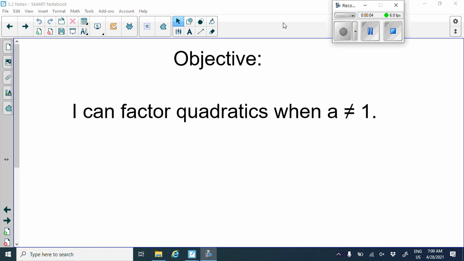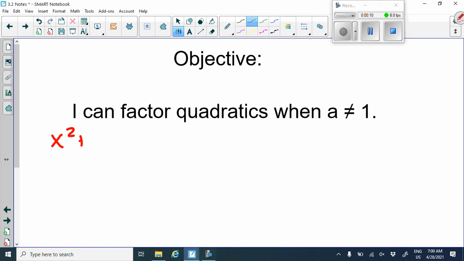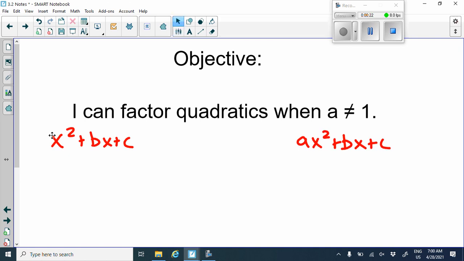We're going to be talking about factoring quadratics when a does not equal 1. In the previous section, we basically just saw x squared plus bx plus c. Here, we're actually going to see a coefficient in front of the x squared, and that is going to change how we factor these quadratics.